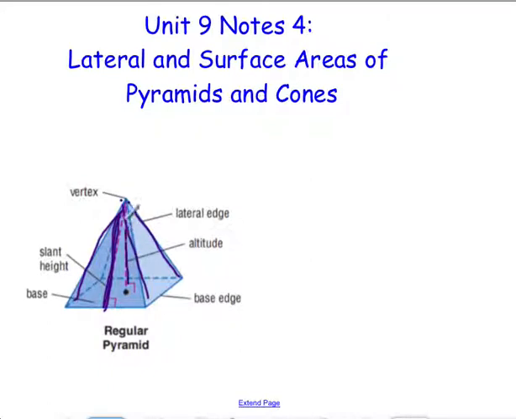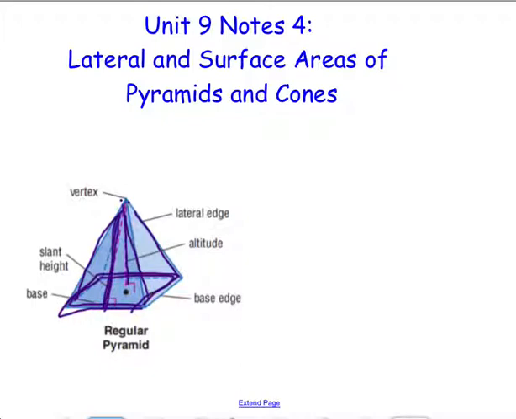Now that's different than the altitude. The altitude would be if you were just to stick a ruler down and see how tall your pyramid is. That's the altitude versus measuring how high the slanted side is. That's the difference between the two. Then we have a base down here. So this base is a square, and all of the edges around the base are considered the base edge.